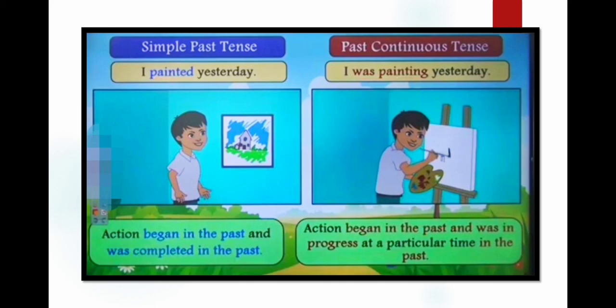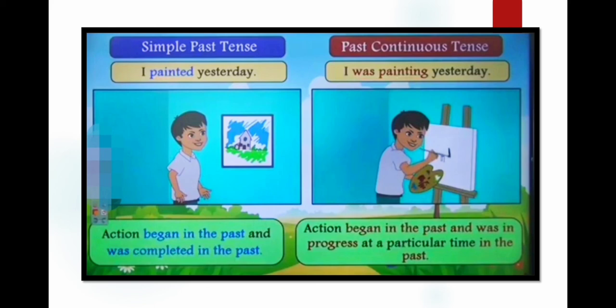So in past continuous tense, was painting shows us an action that was not completed. So, was painting shows us an action which was in progress in the past. Whereas, when we say I painted yesterday, this means that an action was completed.